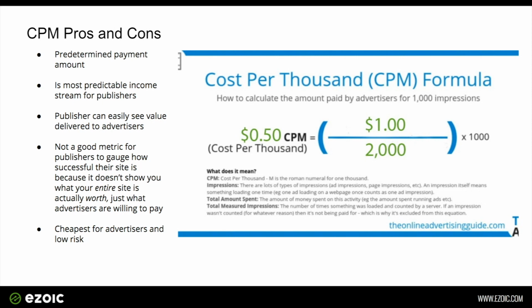So some pros and cons of CPMs is there is a predetermined payment amount, so that's predictable. It is the most predictable income stream for publishers. Publishers can easily see the value delivered to advertisers. However, it's not a good metric for publishers to gauge how successful their site is because it doesn't show you what your entire site is actually worth. It's just what advertisers are willing to pay. So it's not a good gauge for publishers. It is the cheapest for advertisers and the lowest risk. So usually that means if it's the best for advertisers, it's probably the worst for publishers.